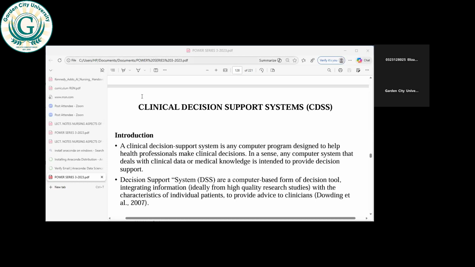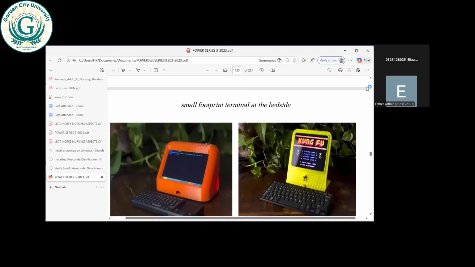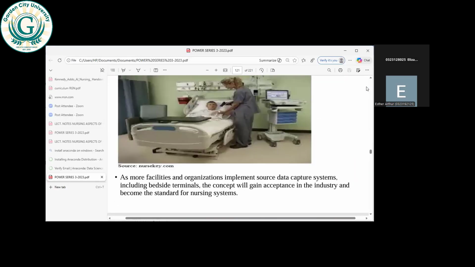Sir, yeah, Lizzie. Please, concerning the types of point of care devices, the standard stationary terminal, is it that that one is big, but it is positioned at the bedside, and the small footprint terminal is small? I don't get the difference. Is it that the small footprint terminal is small, but positioned at the bedside, whilst the standard stationary terminal is big, but equally positioned at the bedside for easy access?